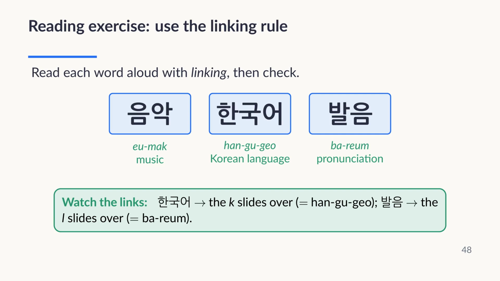The answers appear in green, iumak hangugyo barium. If you applied the linking each time, congratulations, you are reading like a natural. If you read them with hard stops, that is fine too. Just try again and let those bottom consonants glide into the next block.